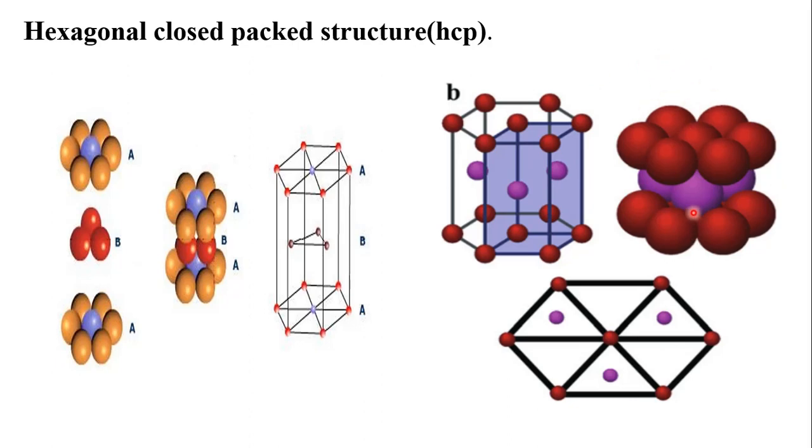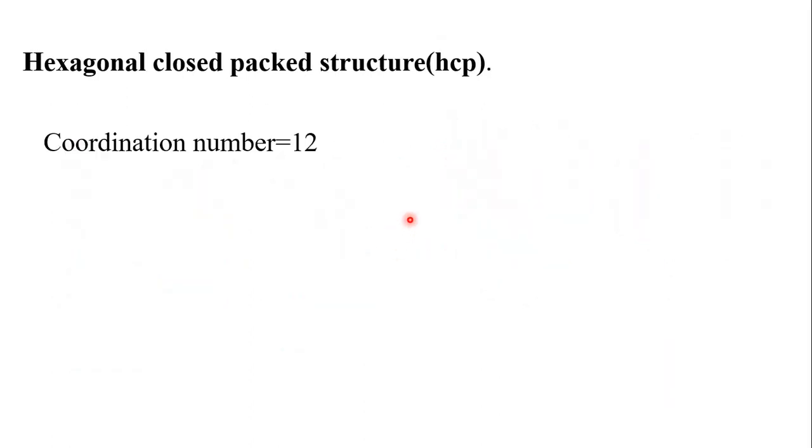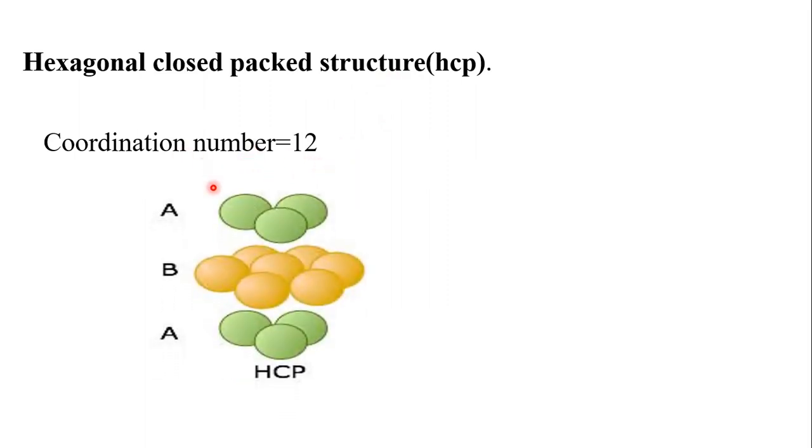So AB type of arrangement is there in hexagonal close packed structure, and therefore the packing efficiency is more, that is, 74% space is occupied by the spheres, and the coordination number of hexagonal close packed structure in 3 dimensions is 12. So such a type of arrangement is there, A layer, B layer and again A layer.